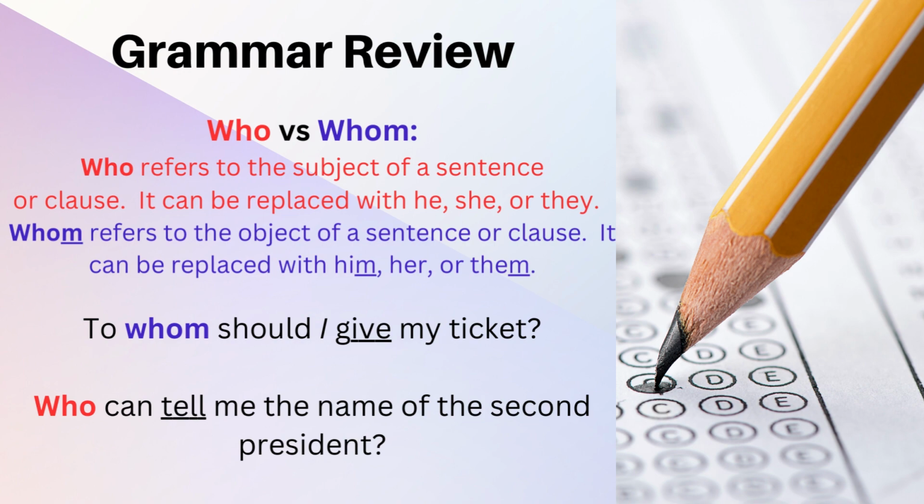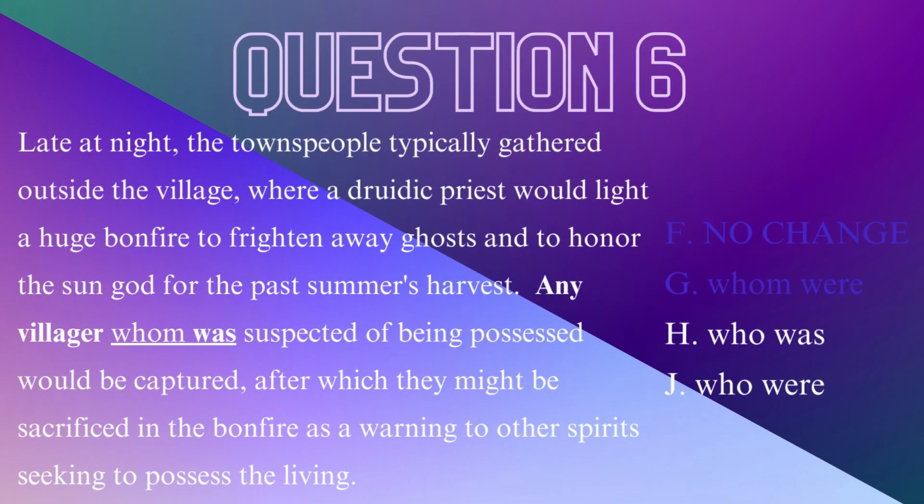Okay, so let's go back to our question. Any villager whom was suspected, any villager who was suspected. All right, if you said who, you would be correct, and we've eliminated 50% of our choices. So now the next thing we need to determine is which verb should we use? Should we use was or were? Any villager who was, any villager who were.